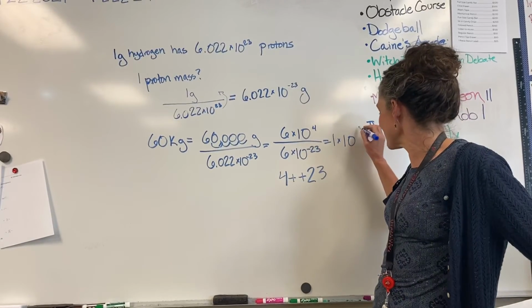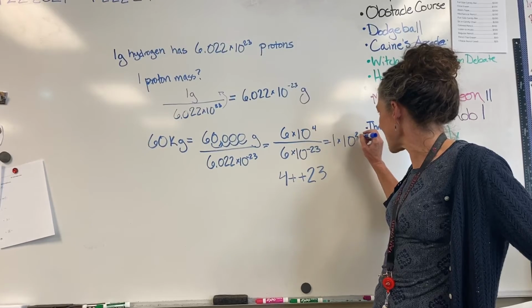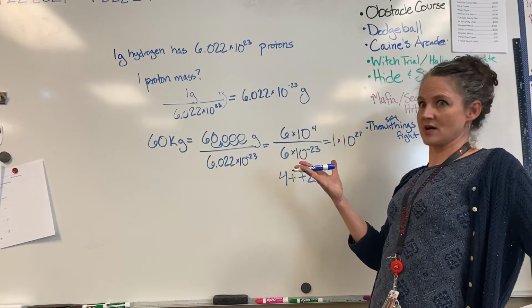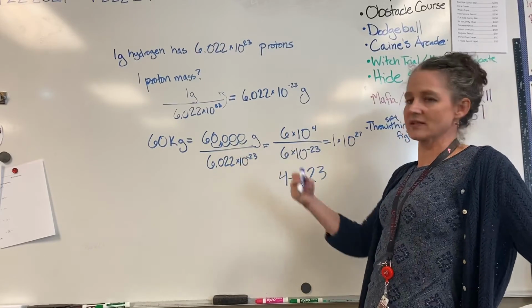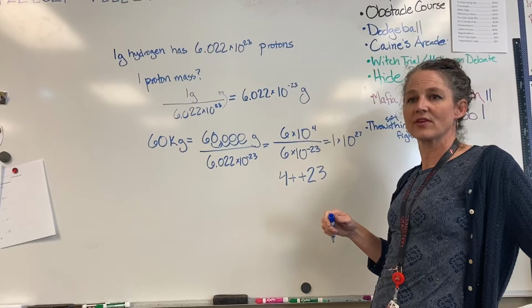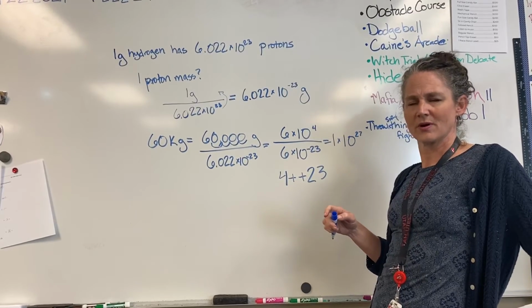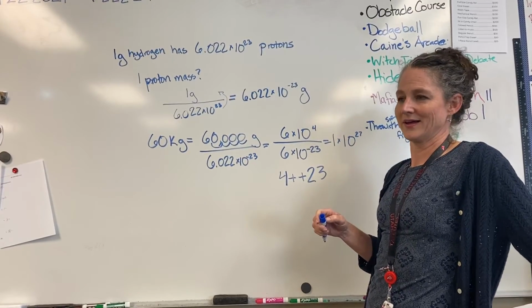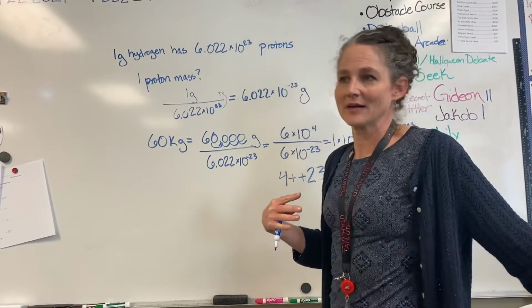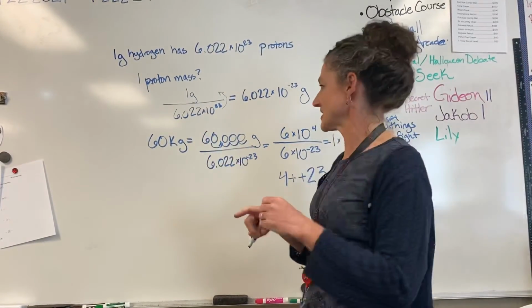So how many protons and neutrons do I have in my body? About, right? We're not exact here. I'm not even exactly 60 kilograms. About 1 times 10 to the 27th protons and neutrons. Which is insane. Which is a mind-boggling number. And that's just me, right? How many are in this room? It's crazy to think about.